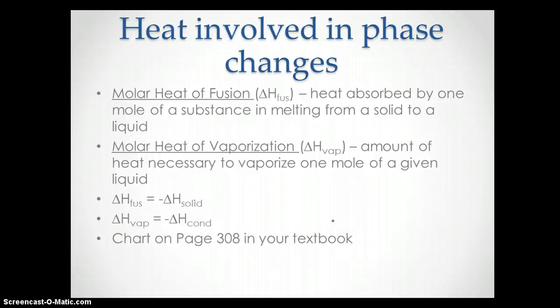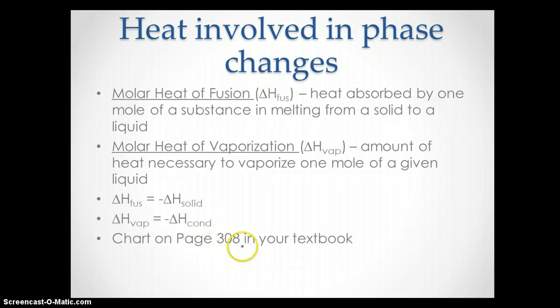Okay, so let's get to the heat involved in these phase changes. There are two things we need to define. One is called the molar heat of fusion, so we're going to use delta H for heat, FUS for fusion. It's the heat absorbed by 1 mole of a substance in melting from a solid to a liquid. Every substance has its own heat of fusion. We also have a heat of vaporization, which is delta H VAP for vaporization. It's the amount of heat necessary to vaporize 1 mole of a given liquid. Every substance has its own heat of vaporization.